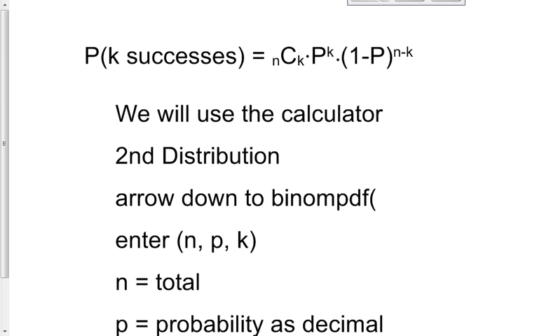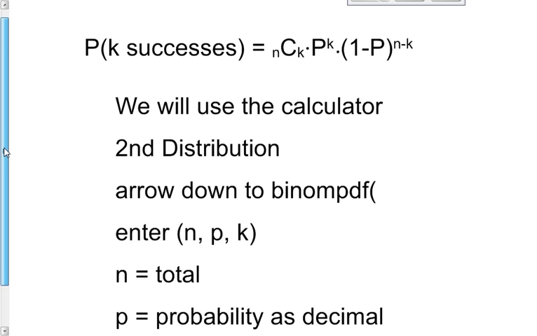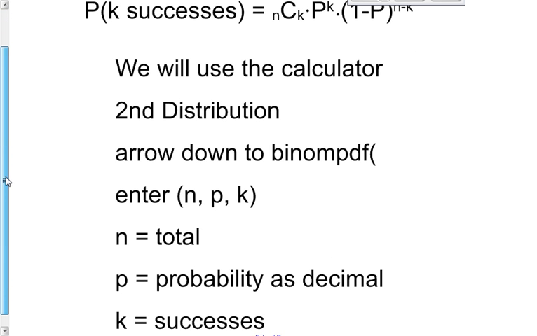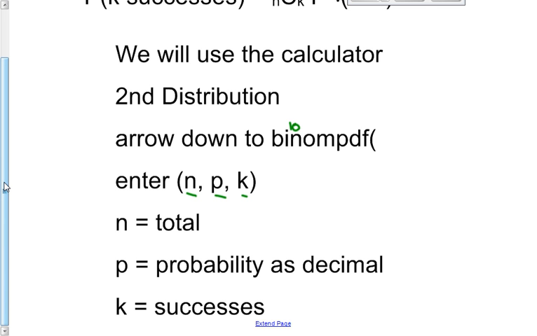We will use our calculator. What we're going to be looking for on our calculator is called the distribution button. So we'll be doing second distribution button. We're going to arrow down and look for this phrase. This is item number 10 on your calculator, just so you know what we're looking for. Binom PDF, binomial probability distribution function. We're going to look for that phrase, binom PDF, and then we're going to have to enter in three values, n, p, k. n is the total number we'll be using in the trial. p is the probability, but we have to remember to write the probability as a decimal. And k stands for how many successes we will be looking for.